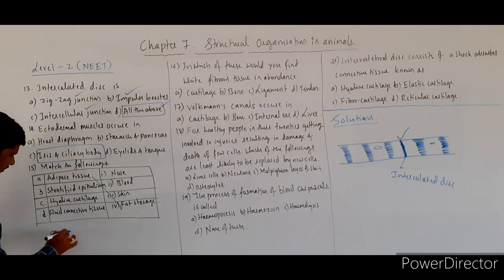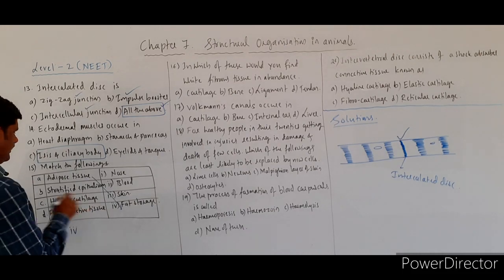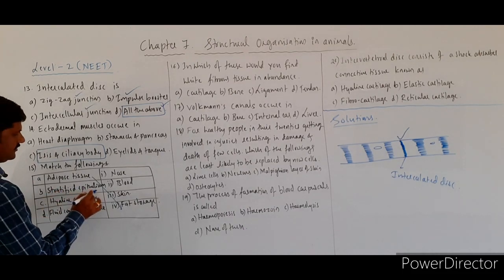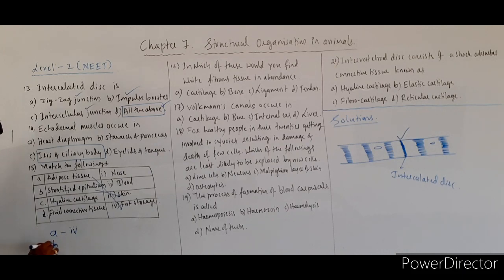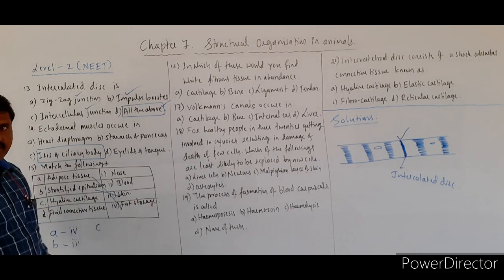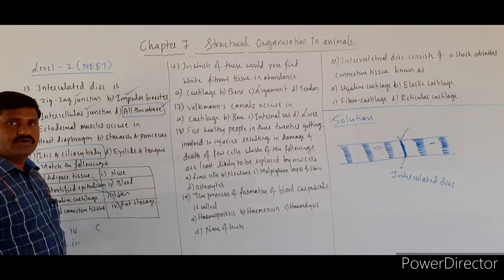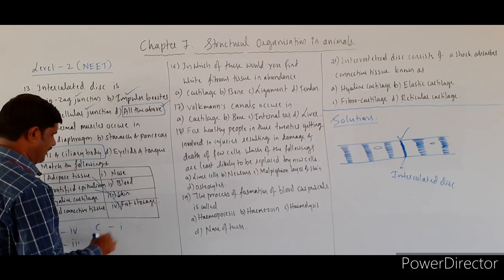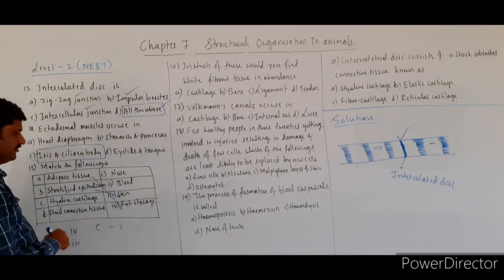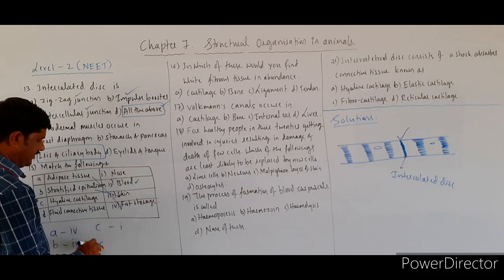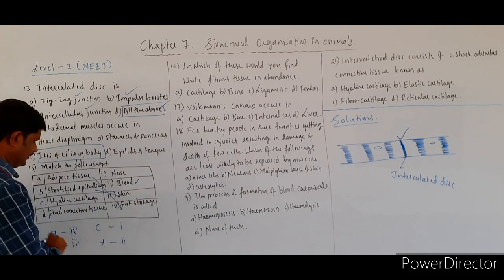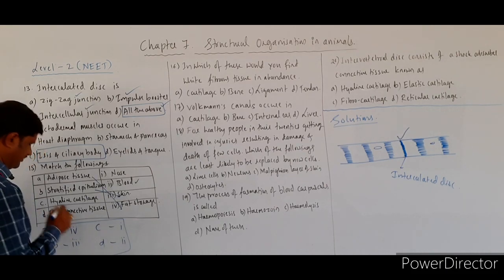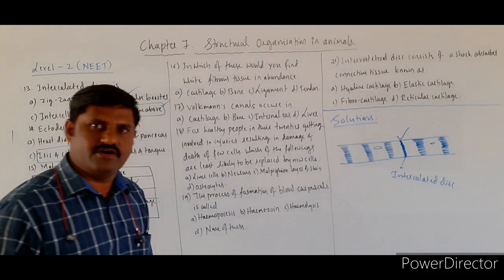A4. You write here A4. Okay. And the next one, stratified epithelium. Of course, it is seen in the skin. So that's why B is 3. And C, hyaline cartilage. Hyaline cartilage, of course, is present in the nasal septum, that is the nose. It is 1. And D, fluid connective tissue. So, of course, blood it is. That is why D is 2. So this option is the correct answer for this question.